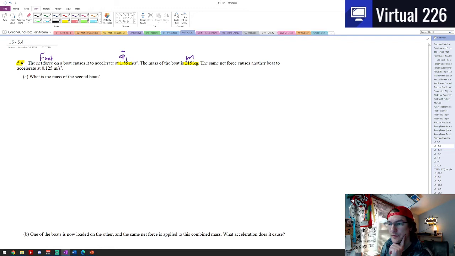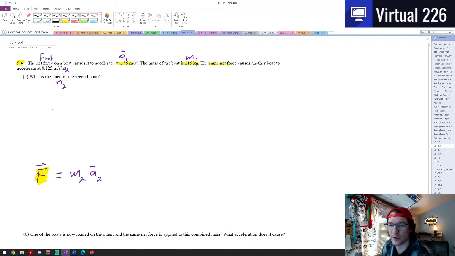Okay, so we'll call this F, a1 and m1, and this will be a2 and m2. So what we're trying to do is find the mass of the second boat. If we had the amount of force acting on it, we could say that the mass of the second boat times the second boat's acceleration, well, we could solve for m here. But we need this net force, and that net force is the same as the first boat.